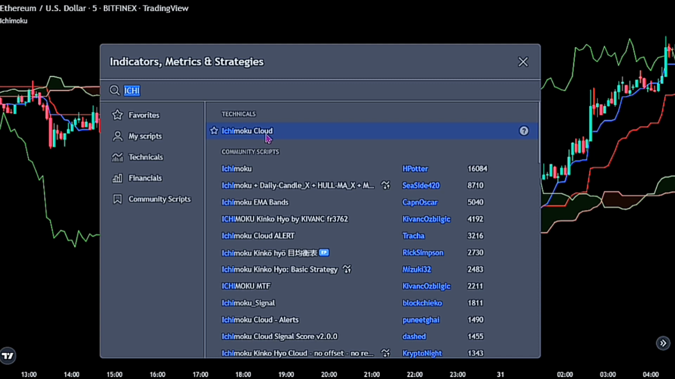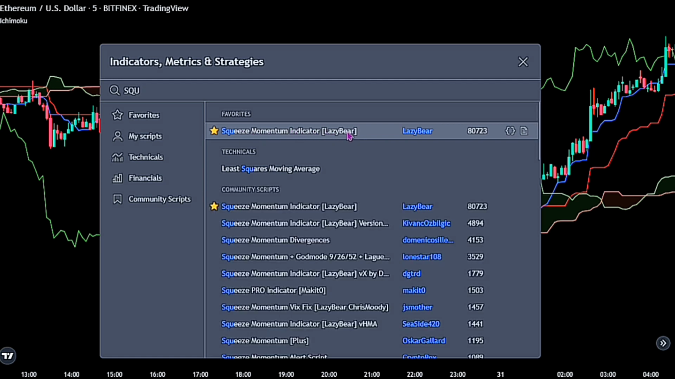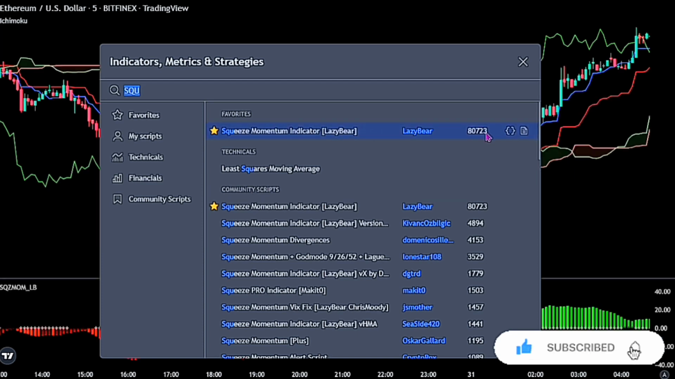or on range. Now for the second indicator, go ahead and search for the squeeze momentum indicator. This one right here by Lazybear. This indicator is a momentum-based indicator that tells us when the bulls are taking over the market or when the bears are gaining more ground in the market.